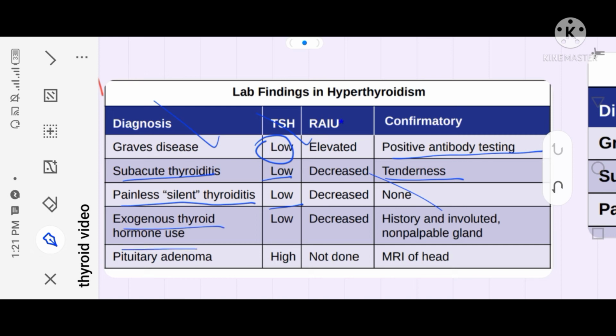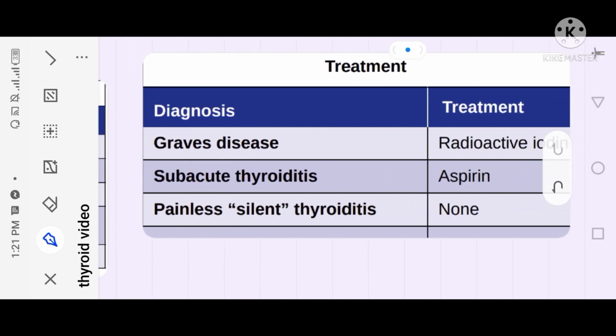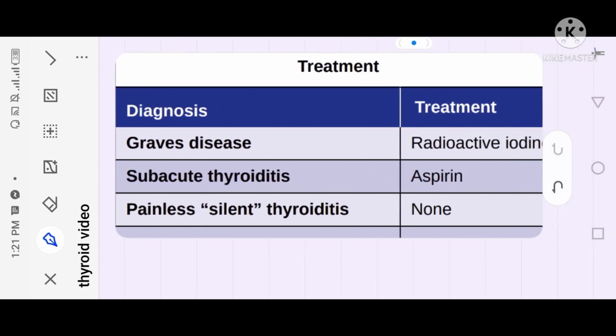With exogenous thyroid hormone use, there will be a low serum TSH level and increased T3 and T4 levels, and there will be a non-palpable gland. In pituitary adenoma, there is a high TSH level, and MRI of the head is the confirmative diagnosis for pituitary adenoma, because the cause is in the pituitary gland, which is why an excessive amount of thyroid stimulating hormone is released.